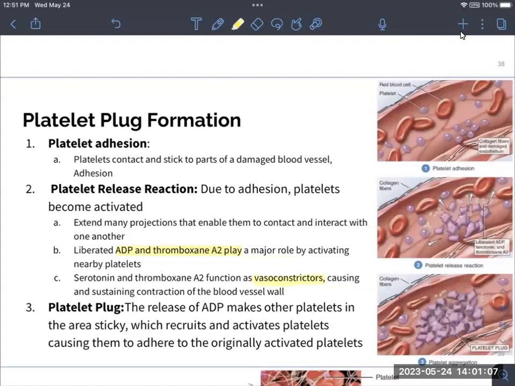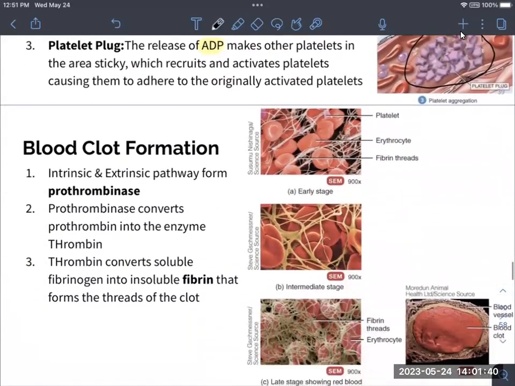And then we form a platelet plug because that ADP makes more platelets in the area become more sticky. As they get sticky, they stick to each other. And as they start sticking to each other, it brings more platelets to the area, causing them to stick to each other even more. And they're going to block off this area, and they have formed a platelet plug now. That is plugging up that blood vessel.